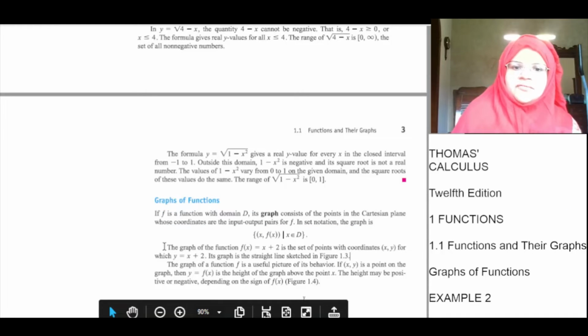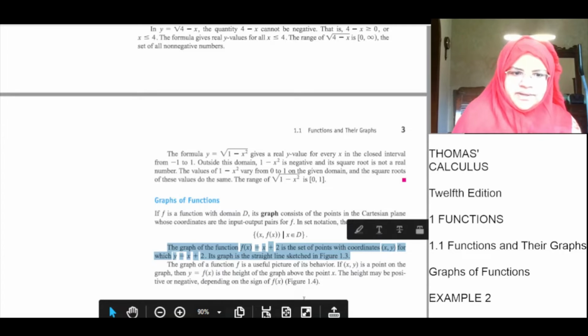The graph of the function f(x) = x + 2 is the set of points with coordinates (x, y) for which y = x + 2. Its graph is a straight line sketched in figure 1.3.